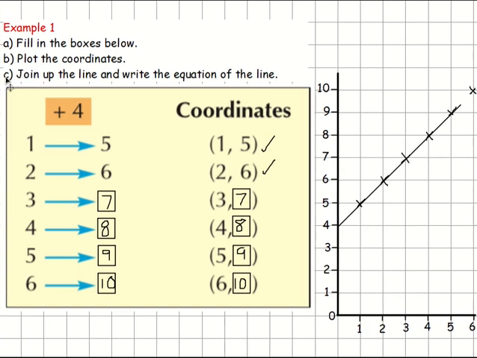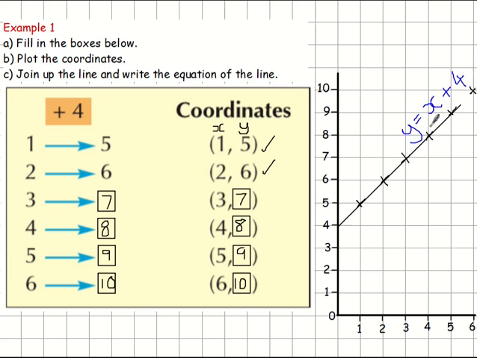Oh, no it's not. Part C. Join up the line and write the equation. Most important bit. The equation of the line. What is the equation of the line? Well, if this is the x coordinate and this is the y coordinate, what can we say about y in terms of x? Well, y is x plus 4. So we say that the equation of this line is y is equal to x plus 4.